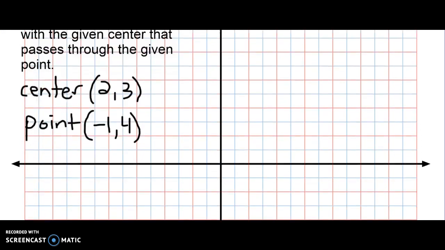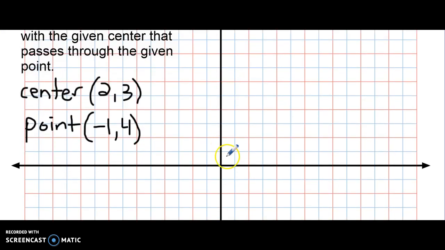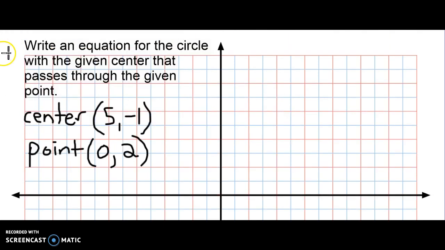For the next one, I have a center at 2, 3. And it goes through the point -1, 4. So I have to go 1, 2, 3 and up 1. So I'm going to go up 3 to the right 1, left 3 down 1, and down 3 left 1. Again, I'm just trying to get an idea as to where exactly it's located. So that's going to give me a pretty good information about where my circle could be.